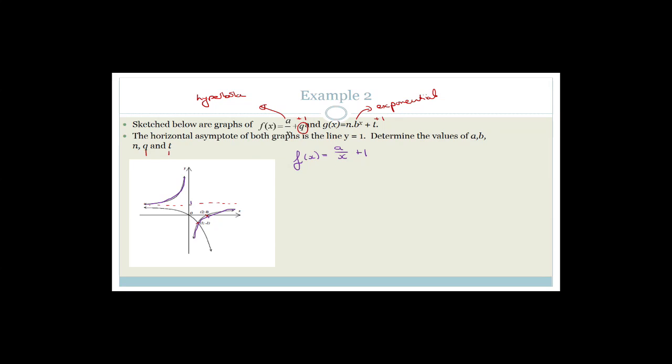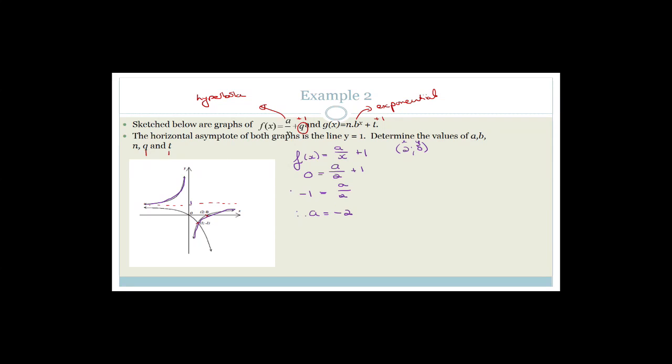Okay, so do you agree there's this point here, 2, 0? So I'm going to substitute this value here to get a. So the point is 2, 0. So when x is 2, y is going to be 0. So let's substitute into this equation. So we've got 0 is a over 2 plus 1. So when I take that 1 across, it becomes minus 1. Minus 1 is equal to a over 2. Therefore, a is going to be minus 2.